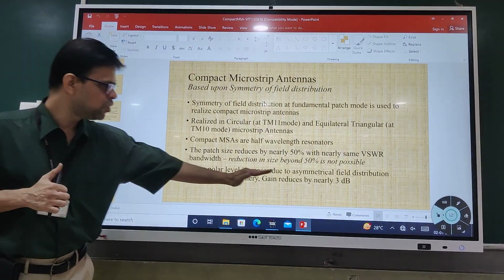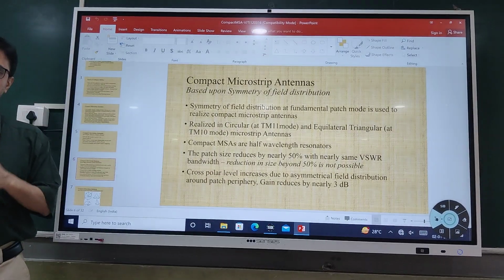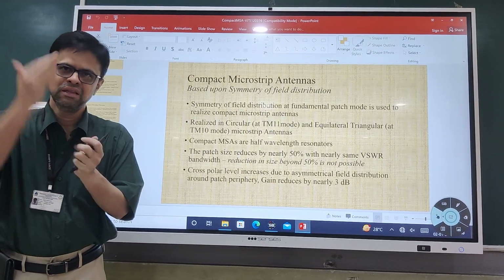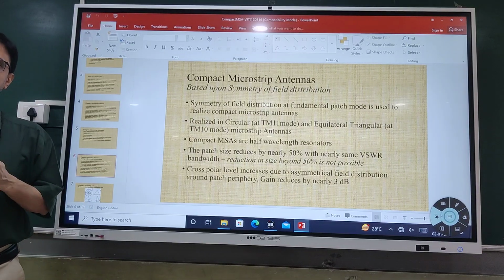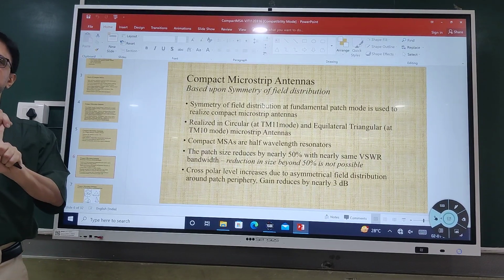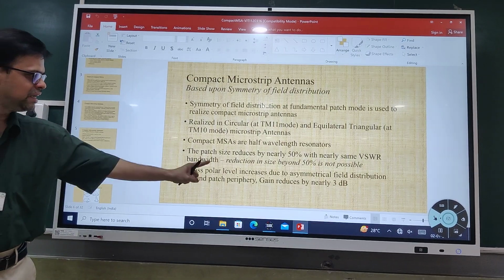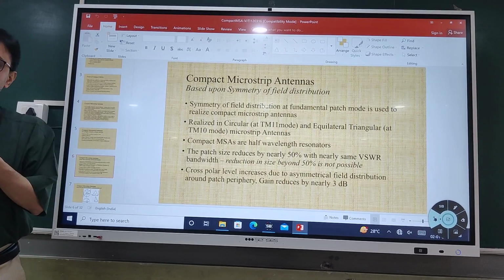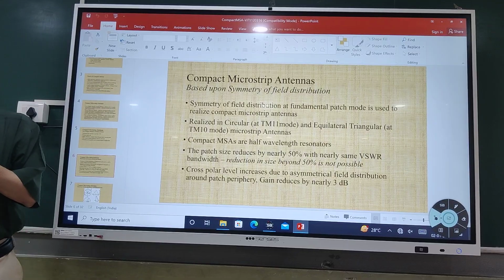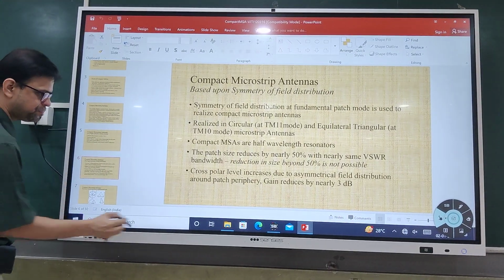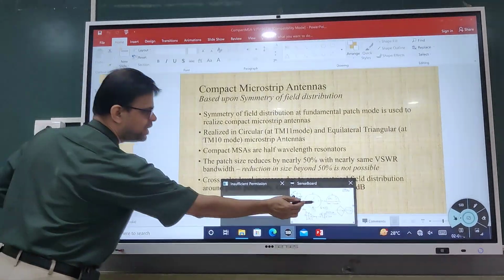Okay, and of course, a very important parameter over here. When you realize a compact design, the merits as well as the demerits have to be considered. The merits are definitely that you are not using any of these shorting techniques; you are actually evolving a new patch. The demerit is that cross polar radiation is increasing. Why cross polar radiation?